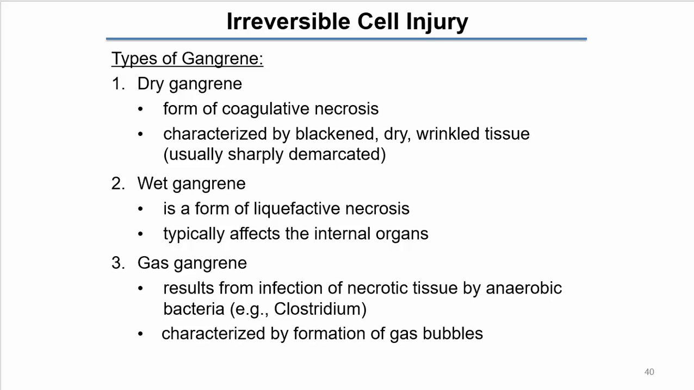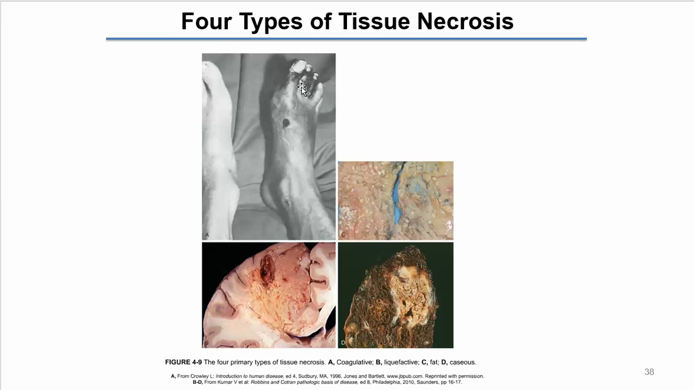There's dry gangrene. Dry gangrene is coagulative necrosis. It's this black and dry, wrinkly tissue, and it's sharply demarcated between the tissue that's still alive and the tissue that is dead. If we go back to this slide, you'll see that there's a line here where this is gangrenous and this isn't yet. The gangrene can spread, but this would be dry gangrene.